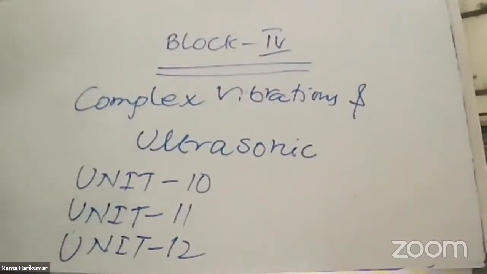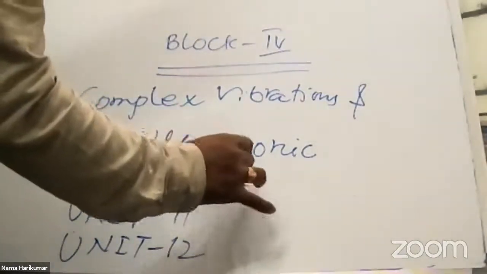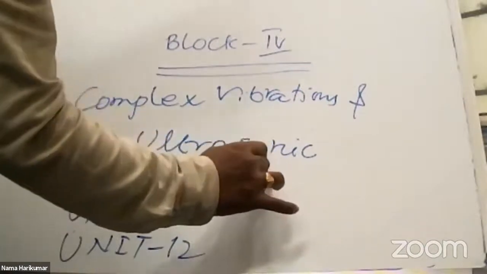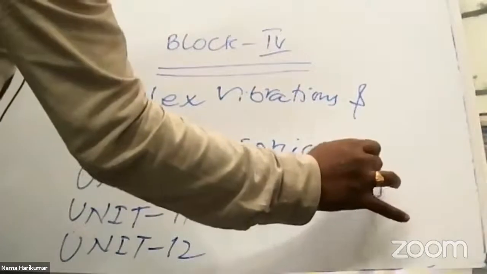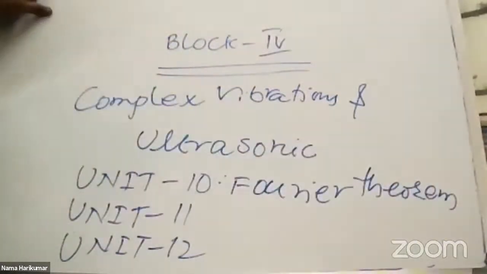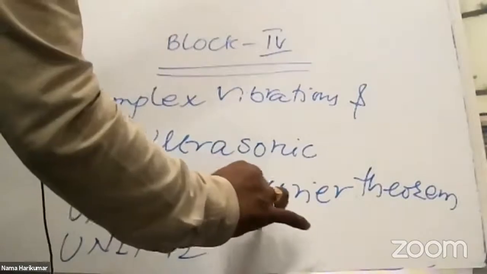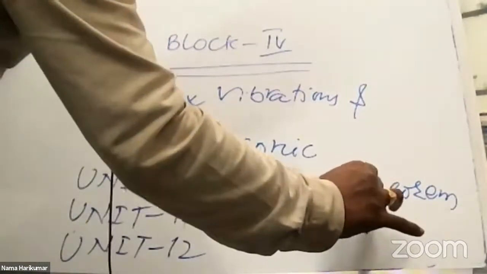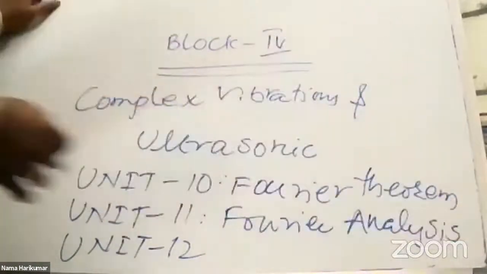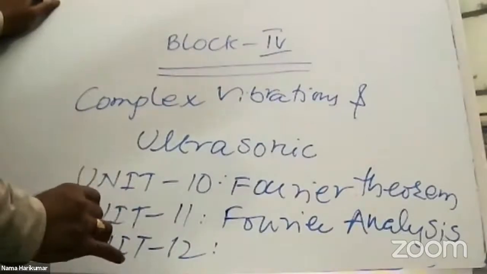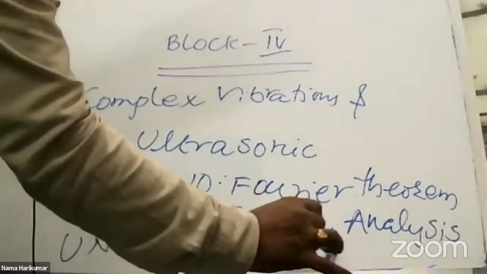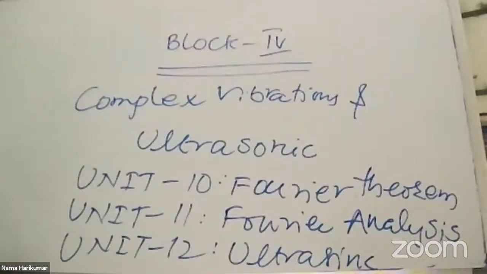Unit 10 is Fourier theorem. Next, unit 11 is Fourier analysis. The last unit is ultrasonics. So these are the name of block four and its units.